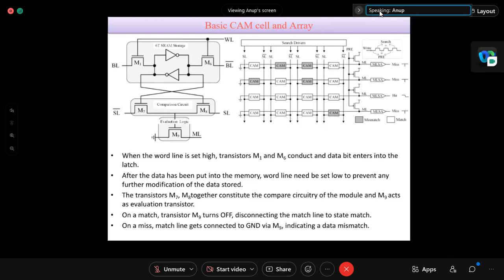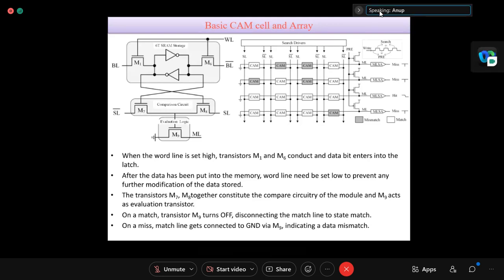So how would those 16 cells be connected? This is the ML, right, the match line. Finally on the right side, you see so many CAM cells in the array. And on the right side I have drawn some PMOSes, and PRE means precharge. So every time, and here you see all the CAM cells' MLs are connected together.